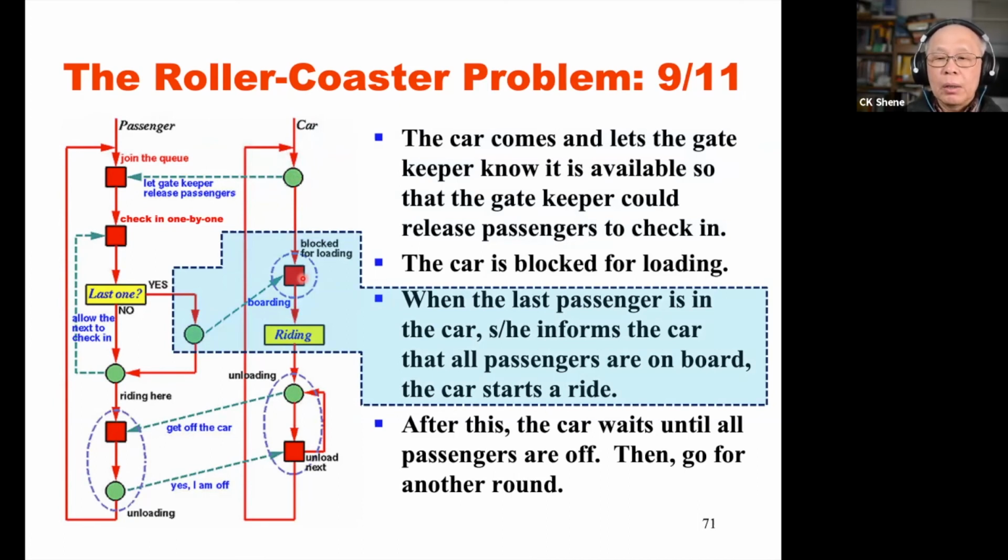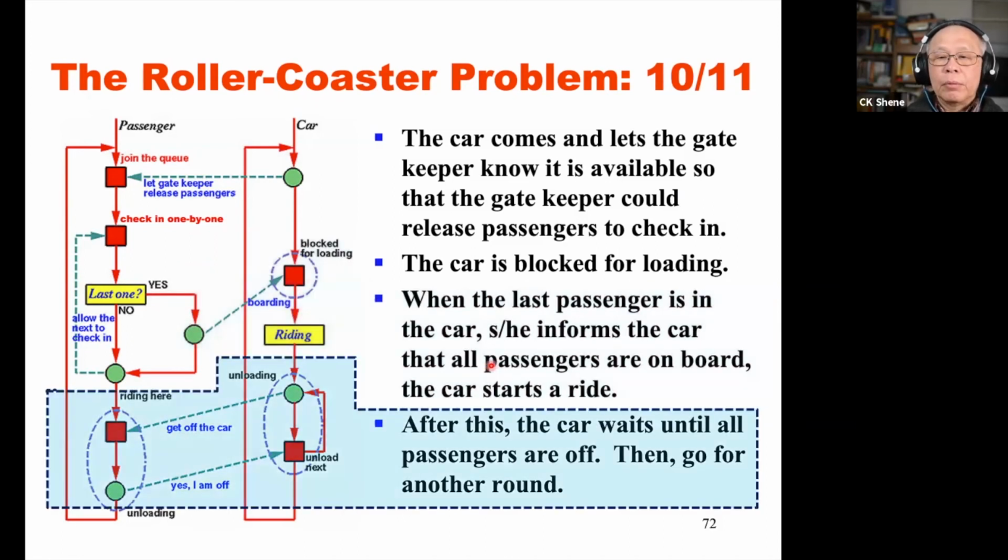The car starts a ride. While the car is riding, all passengers are blocked by this semaphore. So after riding, the car waits until all passengers are off. The car sends the passengers off one by one. And then the car goes back for the next run. So this is what the car has to do.